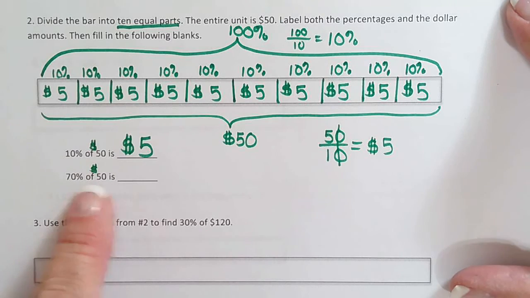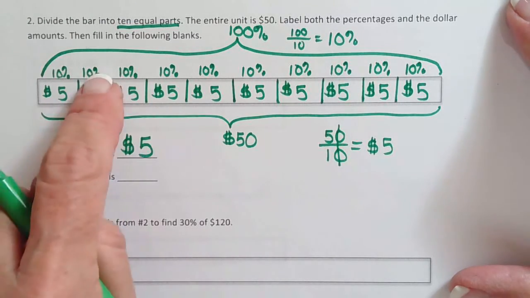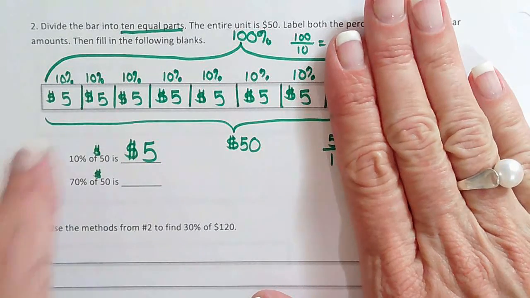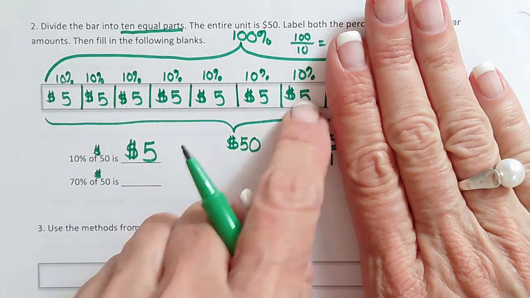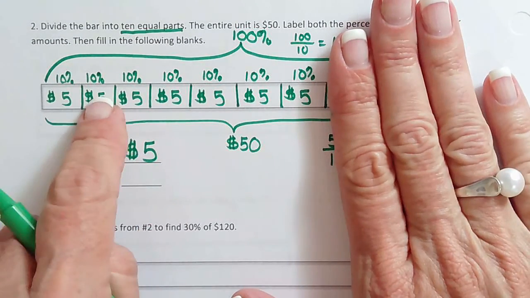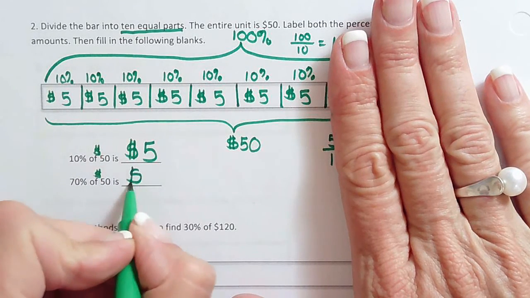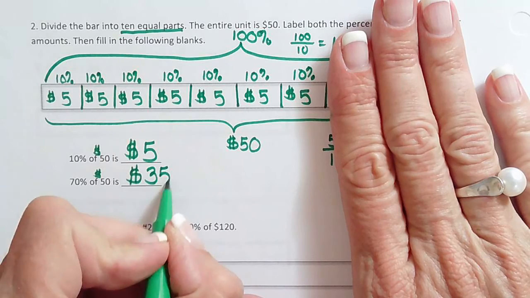What's 70% of 50? So 10, 20, 30, 40, 50, 60, 70. So it's this part of the picture. 1, 2, 3, 4, 5, 6, 7 boxes. So 5, 10, 15, 20, 25, 30, $35. Is this the most awesome thing or not?